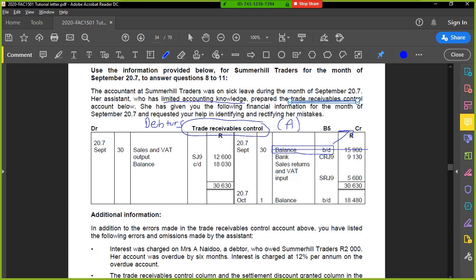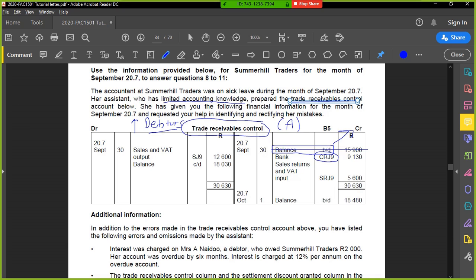Okay, what else do we see here? Bank, CRJ. It should be on the other side. What is this representing? If it's the CRJ, what's happening with the debtor? They're giving you money. You're receiving money. Correct. So what are you going to do to your account? Debit your account. So you're going to increase the debtors when they pay you. No. Oh, it's going to decrease.